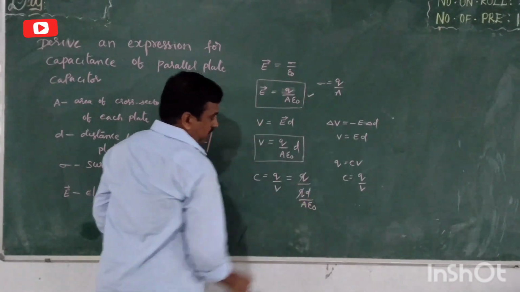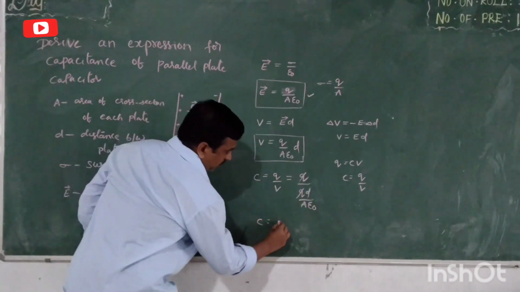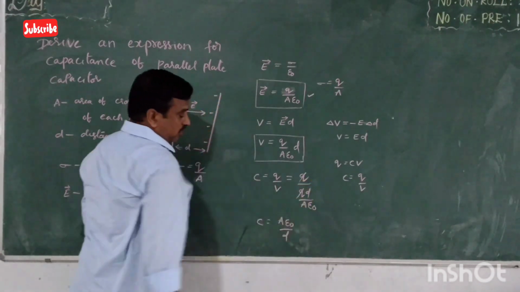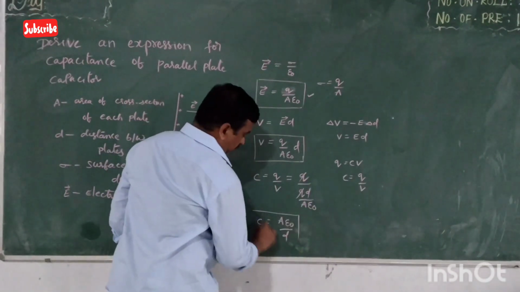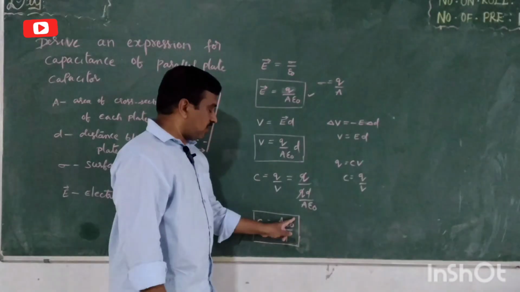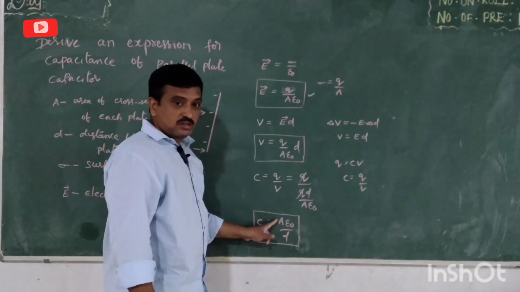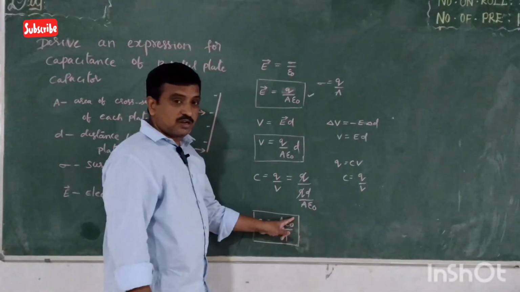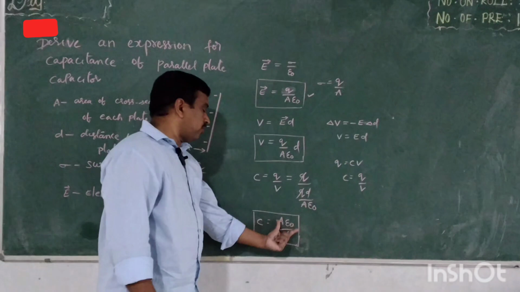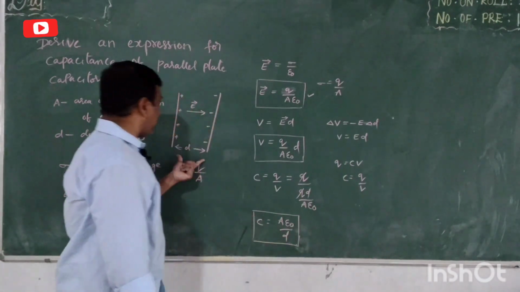Here Q cancels. C equals A epsilon naught by D. Capacitance of the parallel plate capacitor is A epsilon naught by D. A means area, epsilon naught is permittivity, D means distance between the plates. A epsilon naught by D is the capacitance of the parallel plate capacitor.